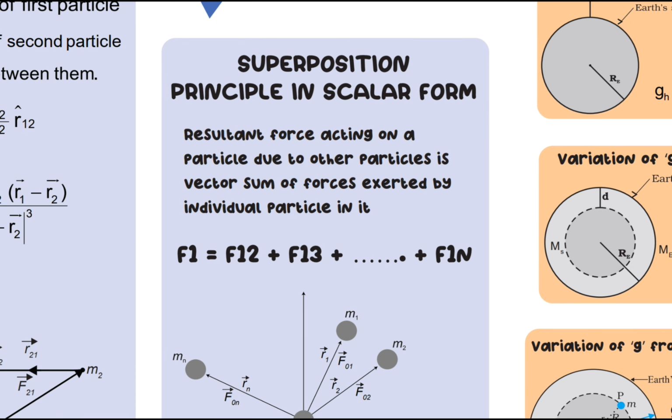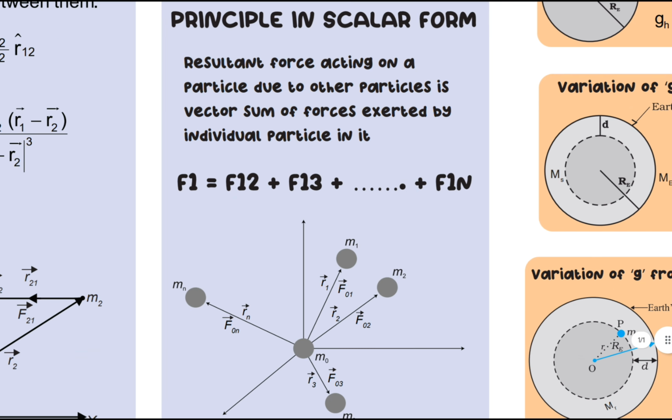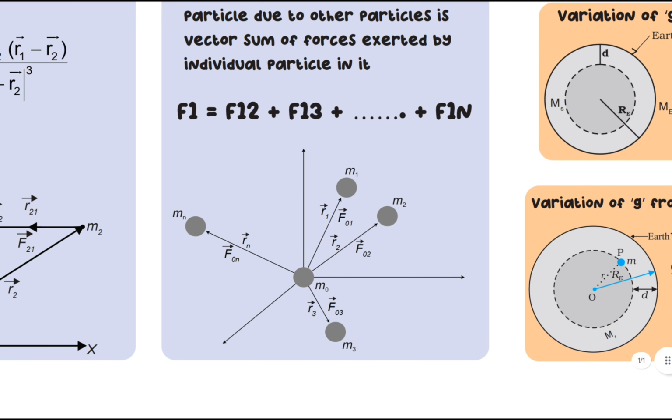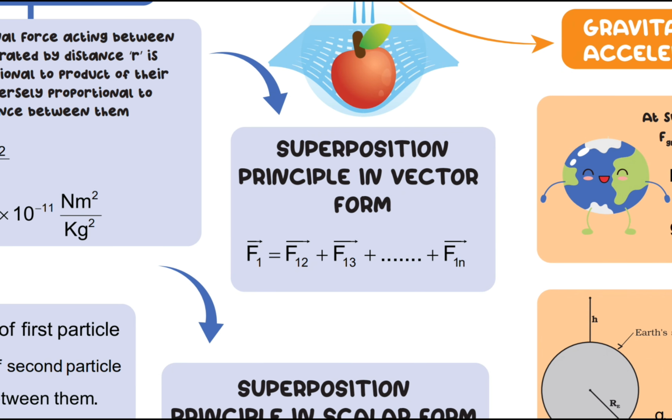Superposition principle in scalar form. The resultant force acting on a particle due to other particles is the vector sum of forces exerted by the individual particles on it. F1 equals F12 plus F13 plus up to F1n. Superposition principle in vector form: F1 equals F12 plus F13 plus up to F1n.